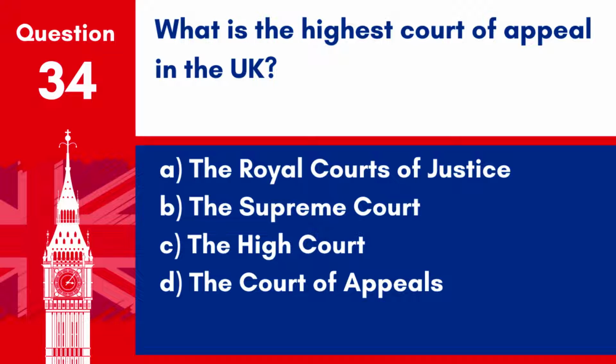A. The Royal Courts of Justice. B. The Supreme Court. C. The High Court. D. The Court of Appeals. Answer. B. The Supreme Court. The Supreme Court is the highest court in the United Kingdom, serving as the final court of appeal for civil cases throughout the country and for criminal cases from England, Wales, and Northern Ireland.